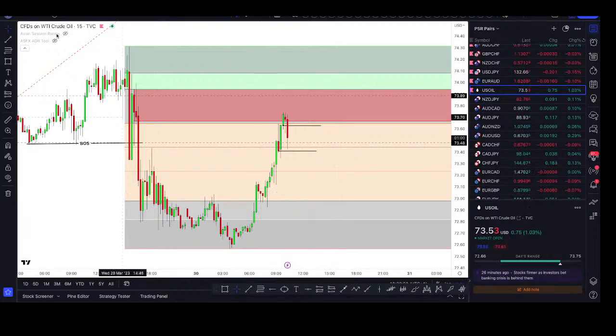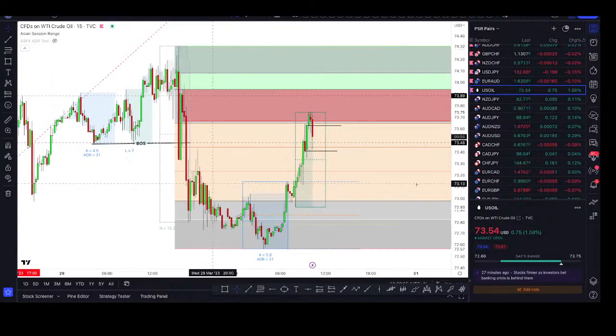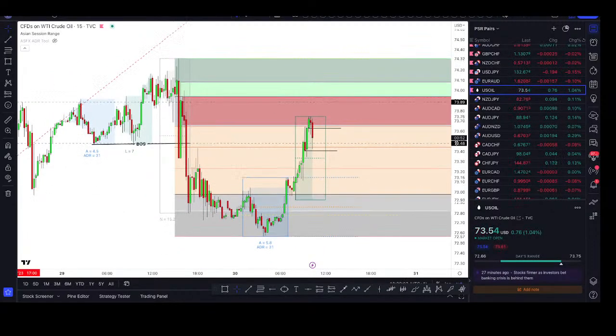And let's switch on the Asian range indicator. Does this even work with oil? Okay, it does. Yeah, so your TP1 is here.